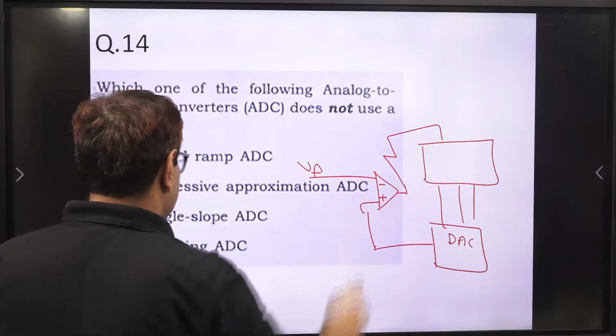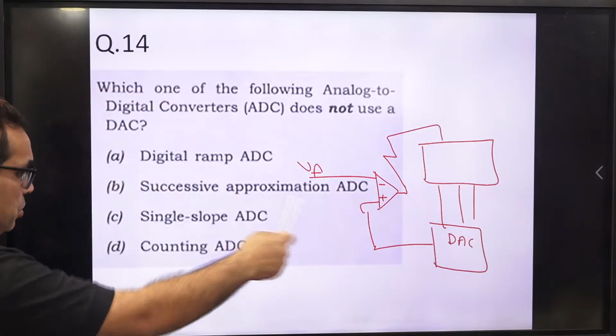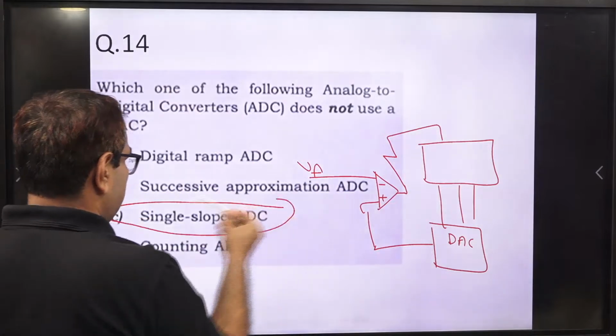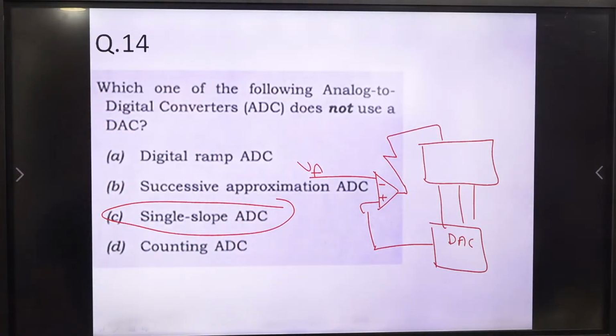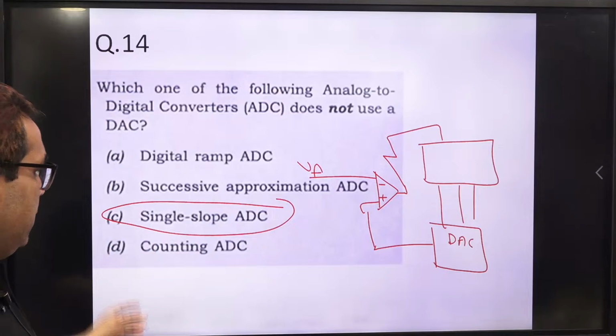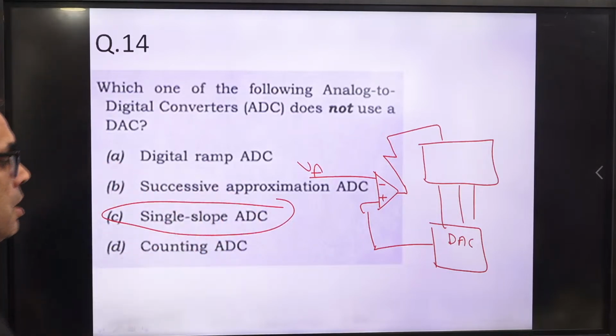Here is a register, and in counting type ADC we use this DAC. But in single slope ADC or dual slope ADC, we don't use DAC. So C is the right answer here. Please remember, in single slope ADC or dual slope ADC, we don't use the D to A converter. In all others, like in counter type, in continuous type, and in successive approximation type, we use DAC as the integral part of the ADC.